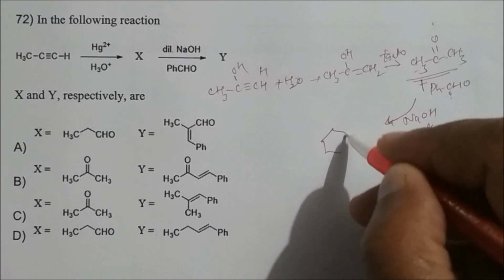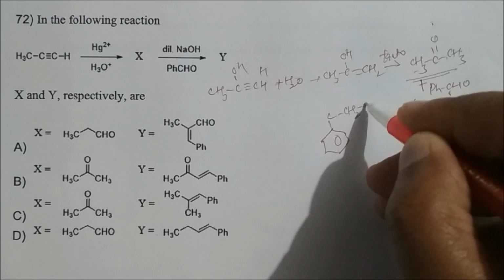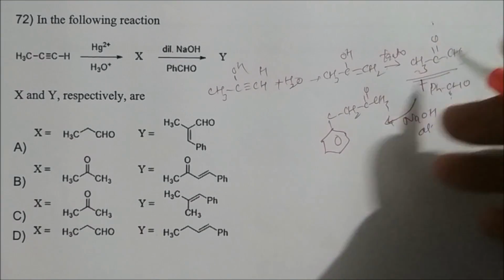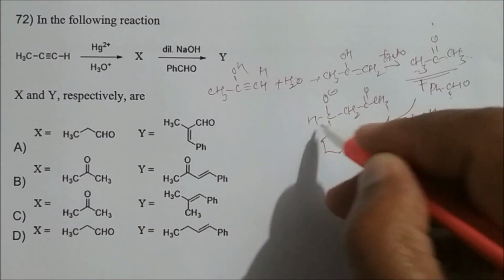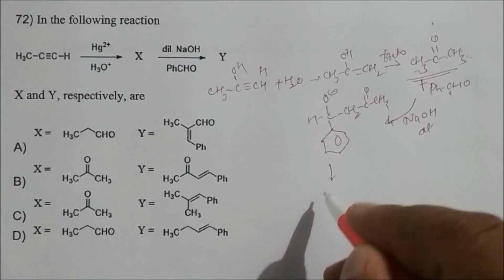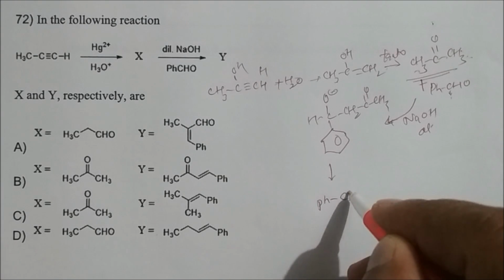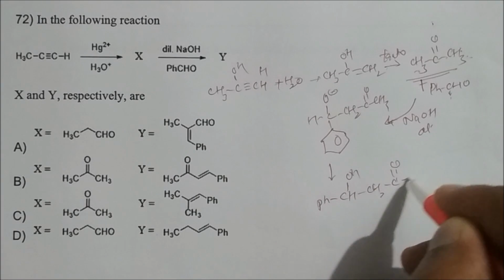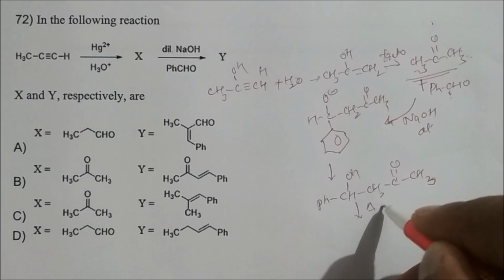This is your phenyl, and the phenyl carbon is attacked by CH2. So it will be CH2, CO and CH3, because the base will abstract a proton from the alpha hydrogen. So you will get oxygen here and hydrogen here. Again this will be protonated from water, so you will get OH. So the next compound is phenyl, CH, OH, then CH2, CO and CH3. Again, if you heat it, dehydration will take place.